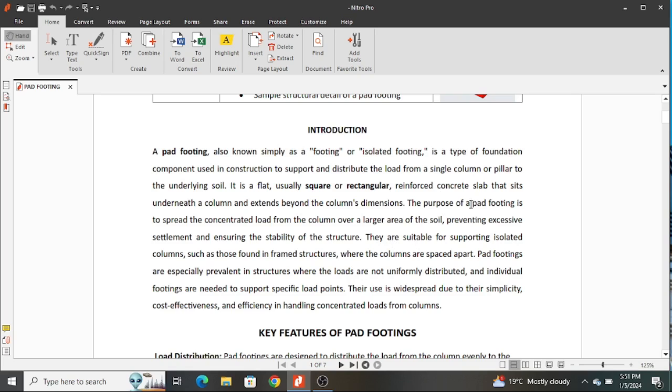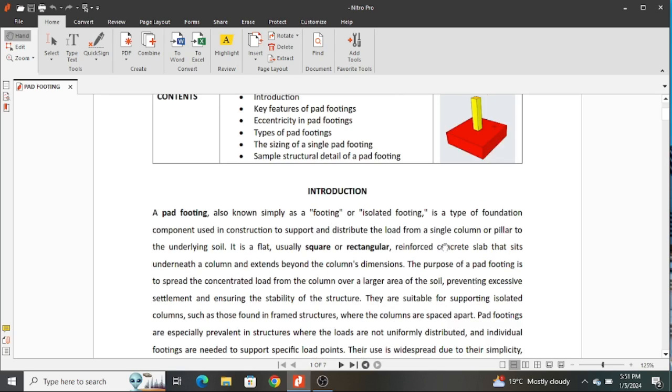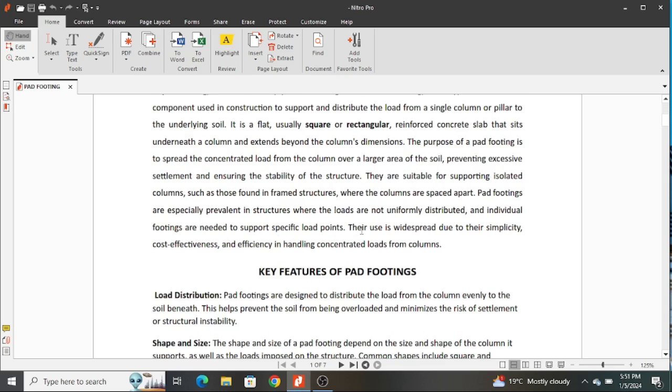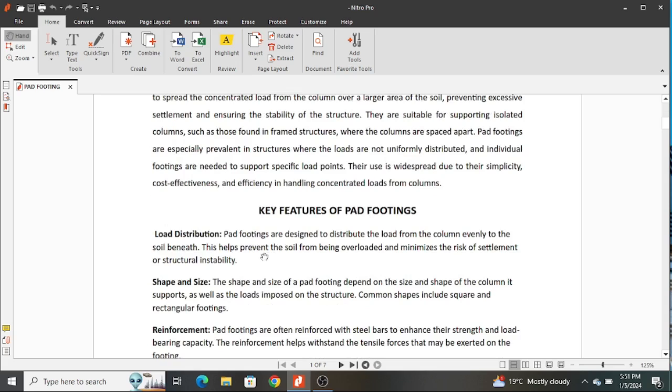The use of these footings is widespread because they are simple, they are cost effective to design and construct, and they are efficient in handling concentrated loads, like loads from columns, vis-a-vis distributed loads like loads from shear walls and normal load-bearing walls. So these are normally used for columns and they are not used for shear walls and load-bearing walls. Looking at the key features of these footings, their main function is load distribution.